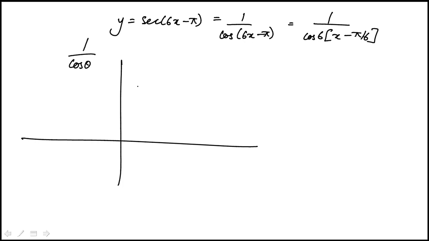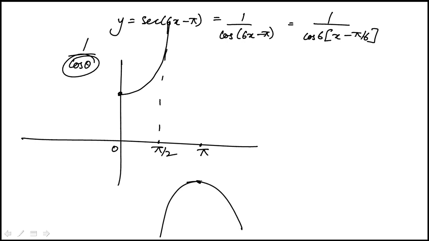So for cosine theta, if I do 0, pi over 2, pi, and pi over 2, cosine theta goes to 0. If you draw this out, it's going to look something like that. It's going to go up to plus infinity. Now here, it's going to be negative, so it's going to look something like that. And then again, it keeps recurring.